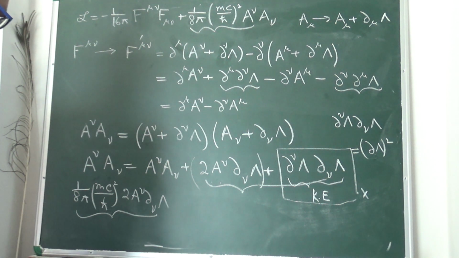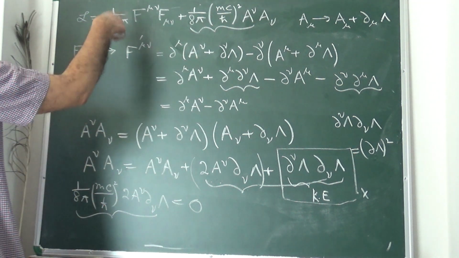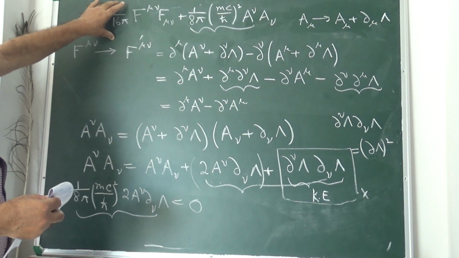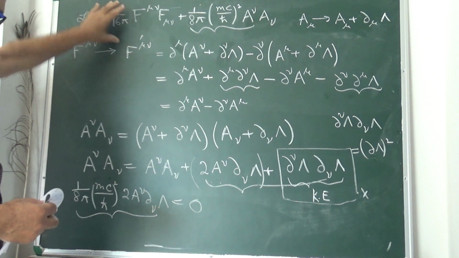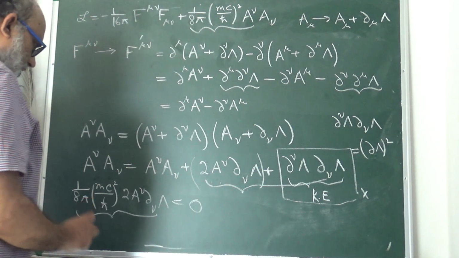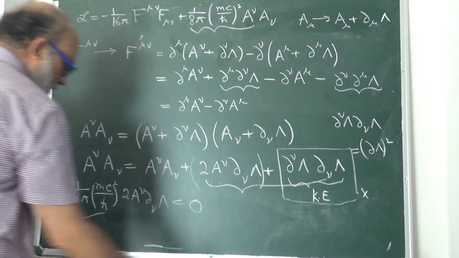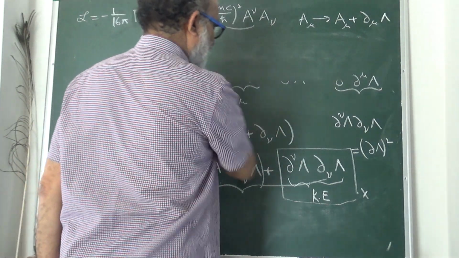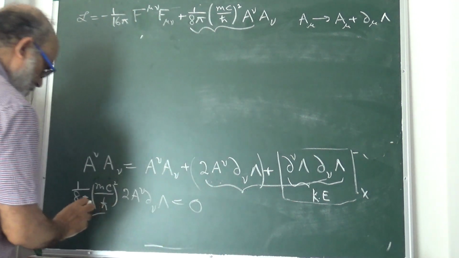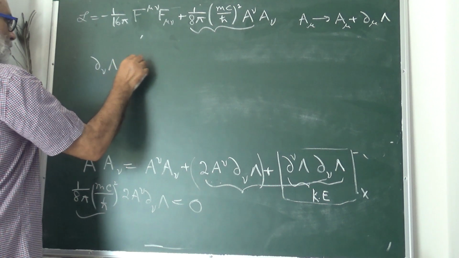We want this to be 0 for the Lagrangian to be invariant, and for this electromagnetic field of spin 1 to be invariant. This part must be 0. It consists of 3 parts, and for this to be 0, either del nu lambda should be 0.